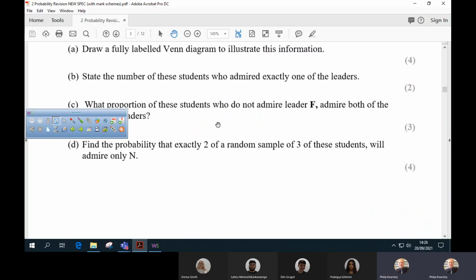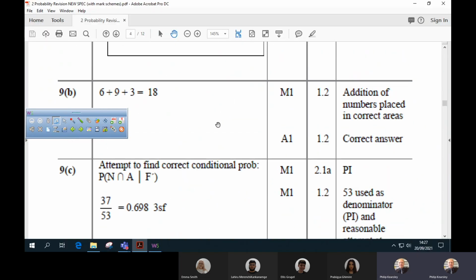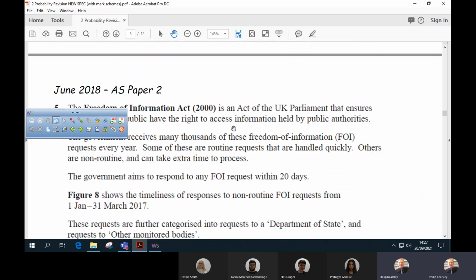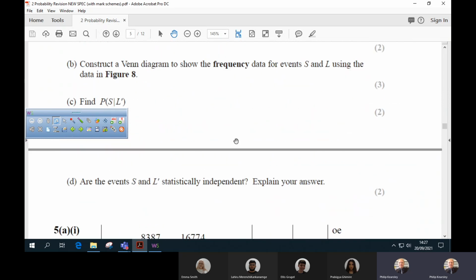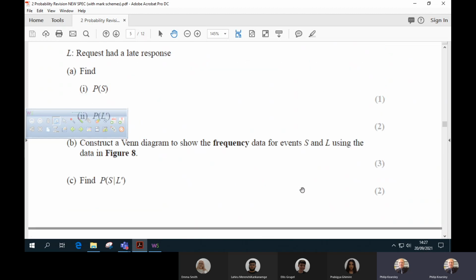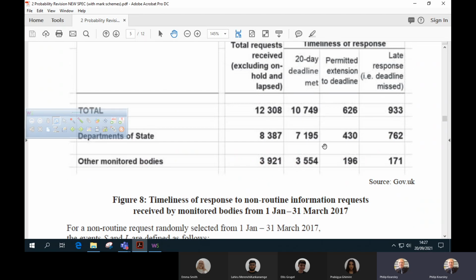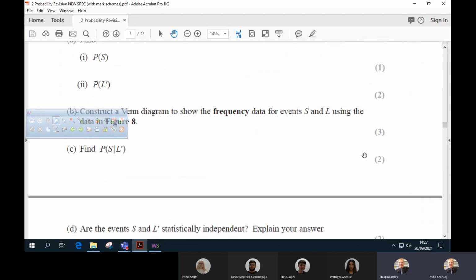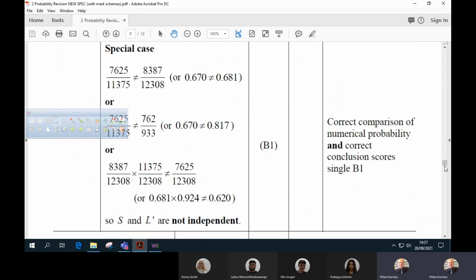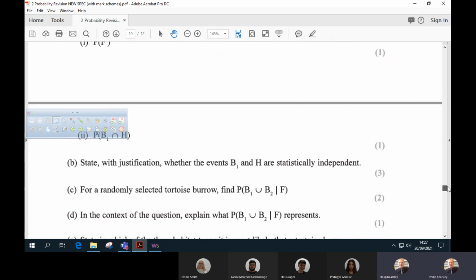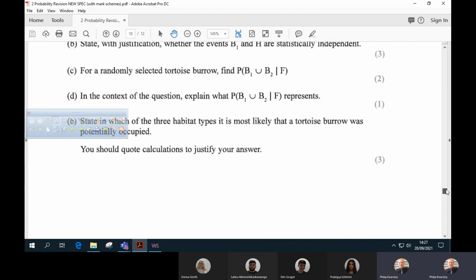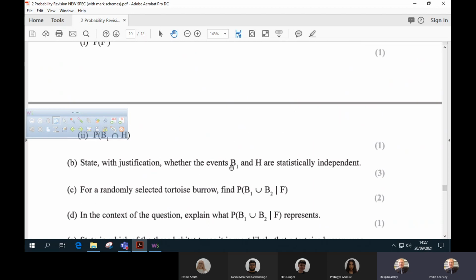Okay. I think we've got a chance to do at least one more. I do like this question. Does it have a statistical independence on it? It does have a statistical independence question. So we could actually do the Department of State question as opposed to this one here, which is pretty much a carbon copy. Asks about B1 and H being statistically independent.